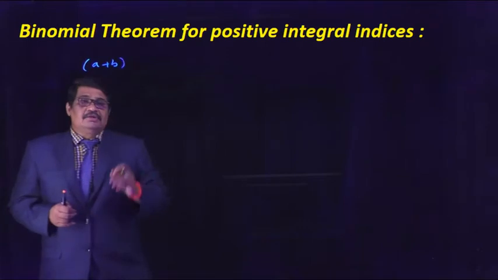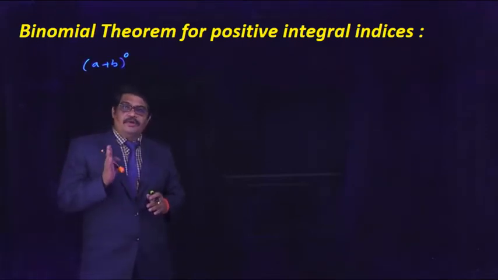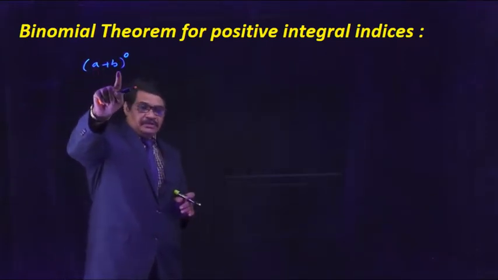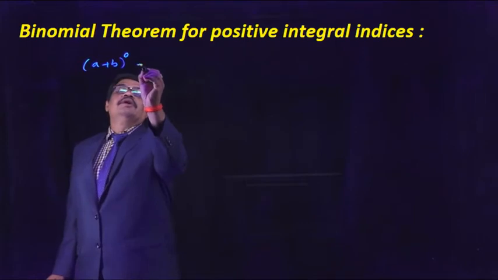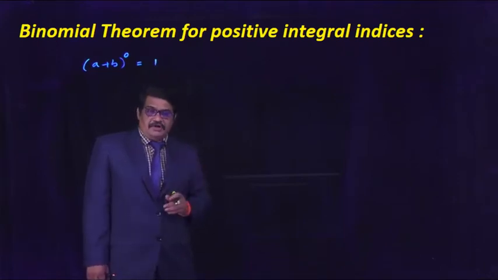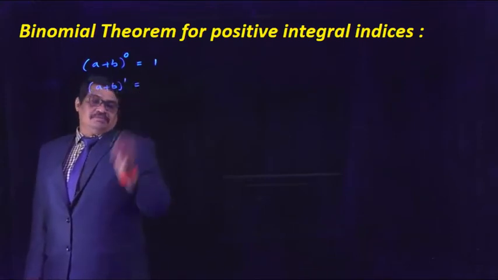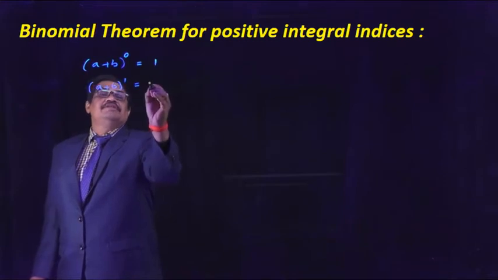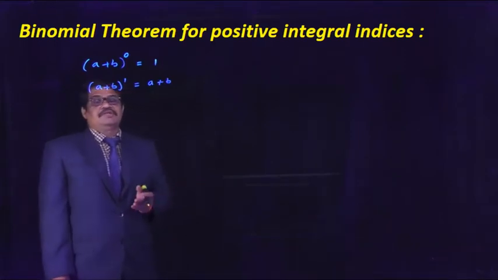So the powers are integers. Suppose a plus b whole power 0, here the index is 0, and these are the two terms a plus b. We know that anything to the power 0 is 1, so the value of a plus b whole power 0 is 1. See a plus b whole to the power of 1; the expansion is a plus b. Here the coefficient of a is 1 and the coefficient of b is also 1.